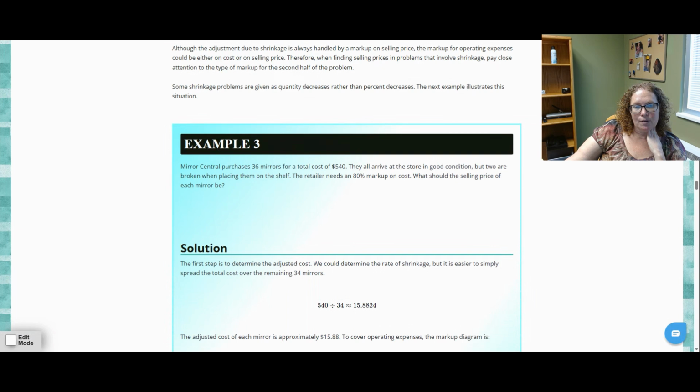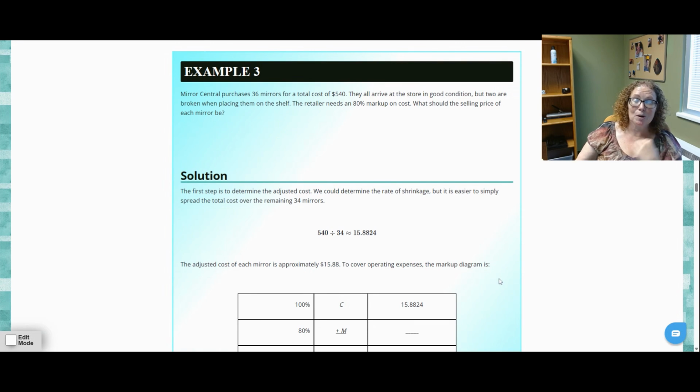Okay, so we have an example of quantity decreases rather than percent decreases. So you have to look at that when it's asking you the problem. And this is one of those. Mirror Central purchases 36 mirrors for a total cost of $540. They all arrive, but 2 are broken when placing them on the shelf. The retailer needs an 80% markup on cost. What should the selling price of each mirror be?